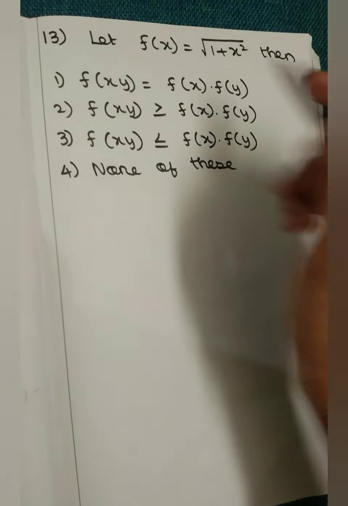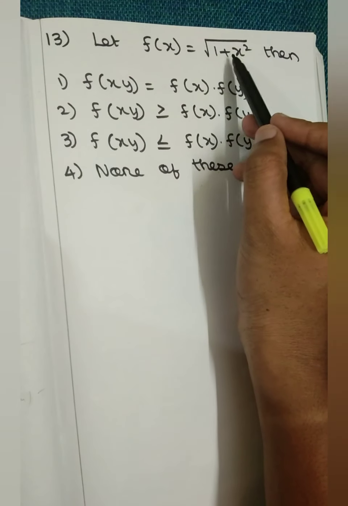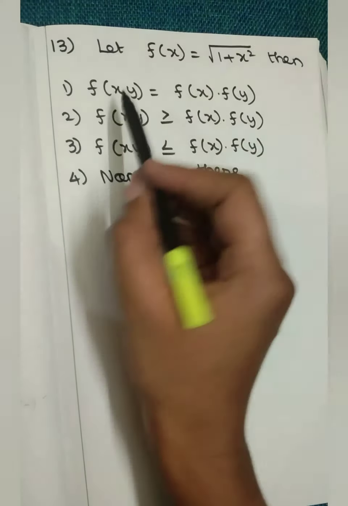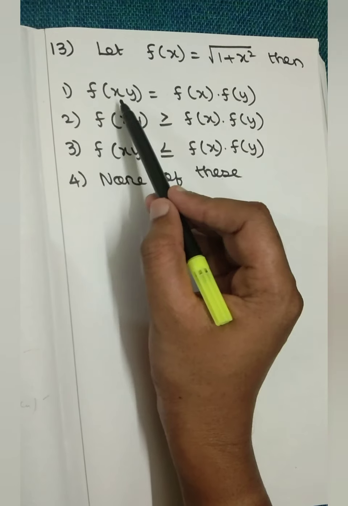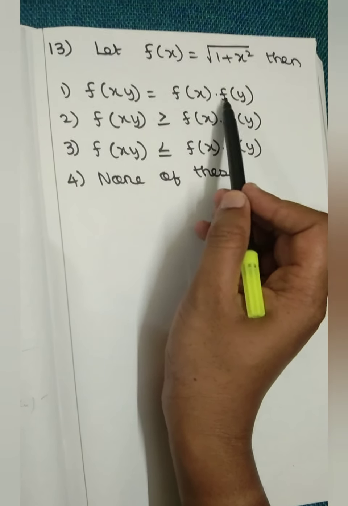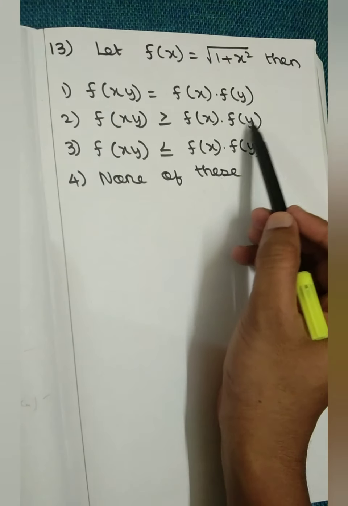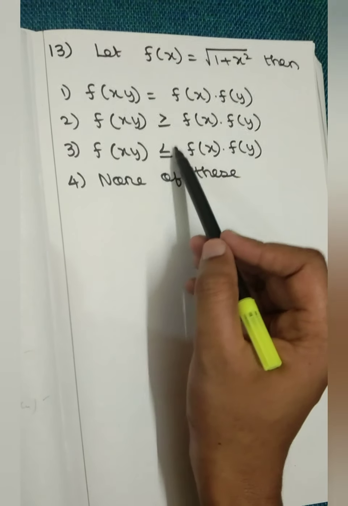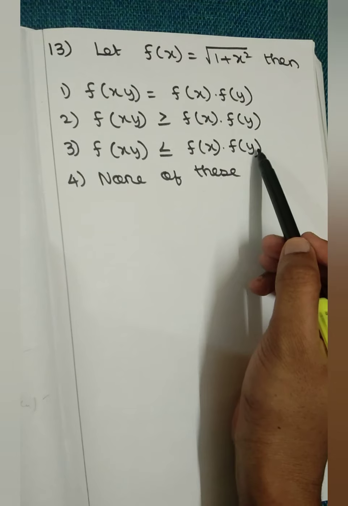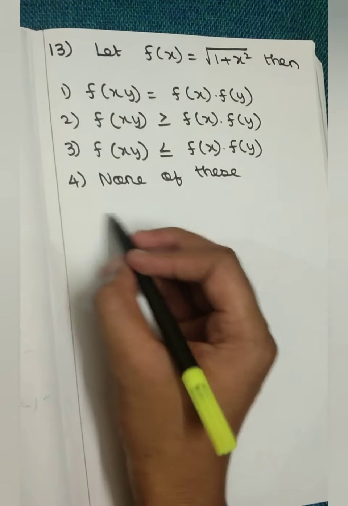Thirteenth question. Let f of x equal root of 1 plus x square. Then we want to tell whether f of xy equals f of x into f of y, or f of xy is greater than or equal to f of x into f of y, or f of xy is less than or equal to f of x into f of y, or none of these.